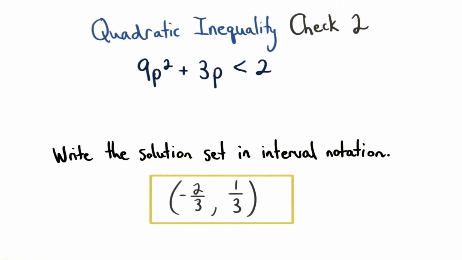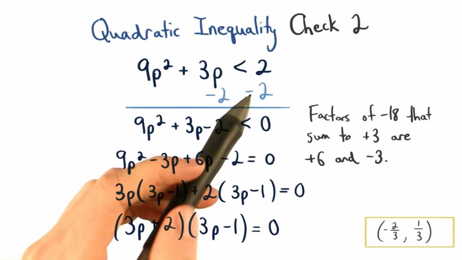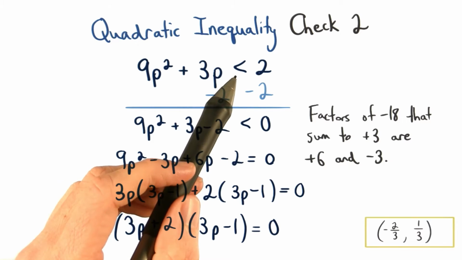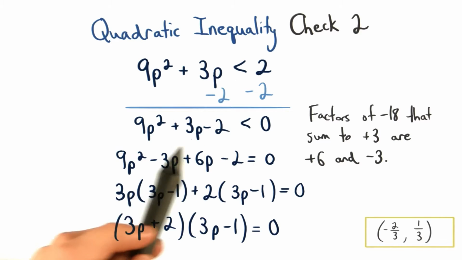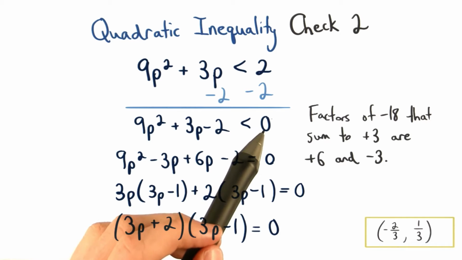Here, the possible solutions for p are between negative 2/3 and positive 1/3. Now that's amazing problem solving if you got this one correct. To start this problem, we want to subtract 2 from both sides of the inequality. This gives us a quadratic expression on the left and 0 on the right.